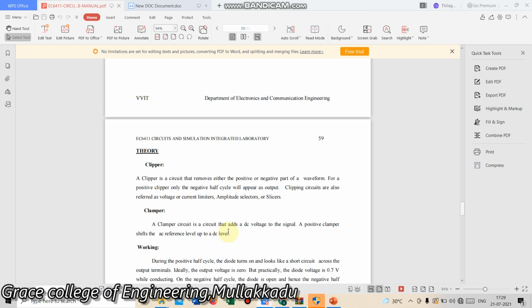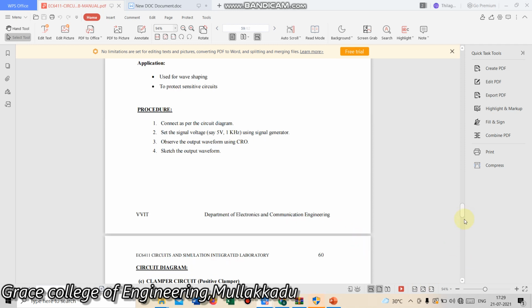This AC signal will be clamped to 4 volt when we obtain the clamper output. From the reference line 0, it will take the 4 value. From minus 2 to plus 2, it will shift to 0 to 4 at the output side. Okay. Now we can see the working principle.